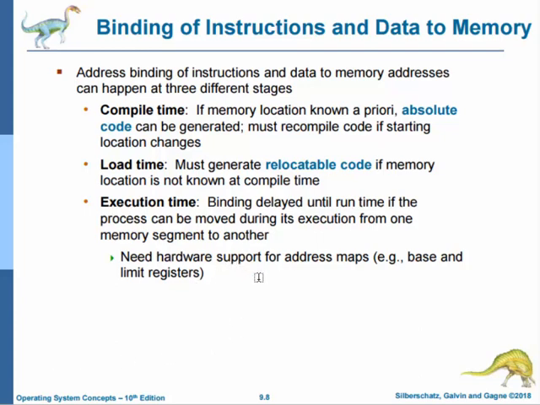The last is the execution time, where if the process can be moved during its execution from one segment to another, then binding must be delayed until runtime. And special hardware must be available for this scheme to work. For example, it will need hardware support for address maps such as the base and limit registers.